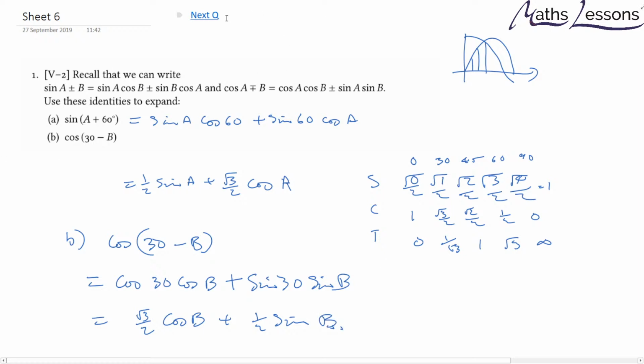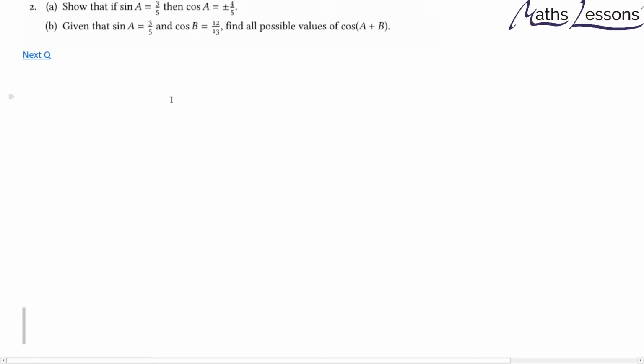So let's look at the next question. We've got question 2, and we're going to do some exact angle problems using the addition formulae. I'll give you 3 minutes to try and do this question.